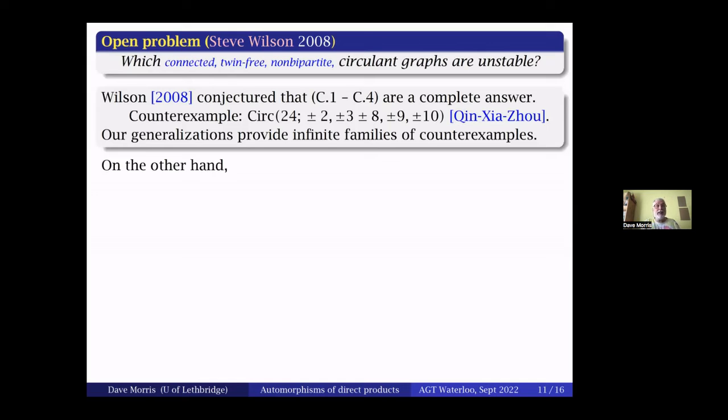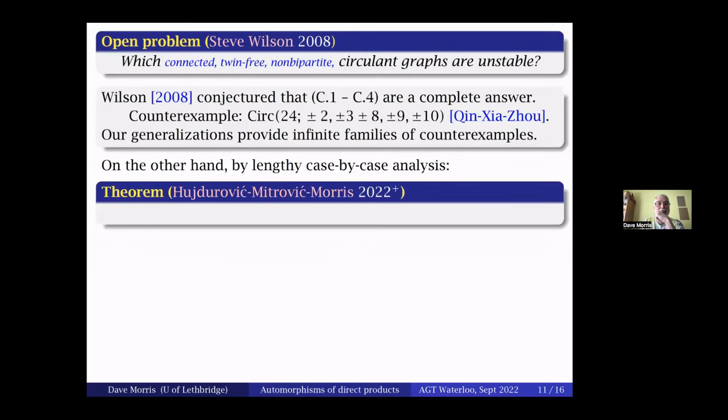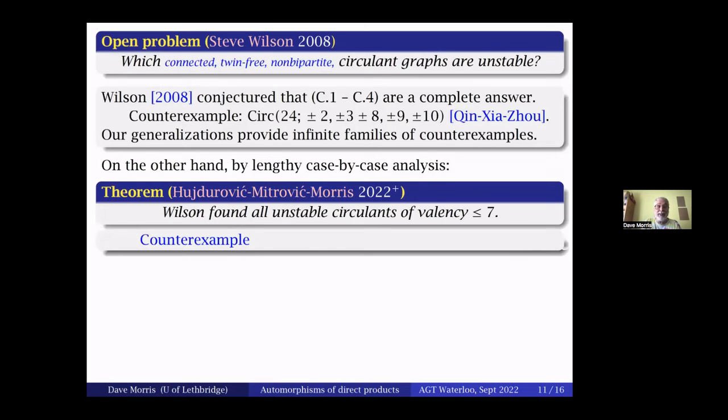On the other hand, it's not all bad news here. By doing about 40 pages of case-by-case analysis, I and my co-authors were able to show that Wilson was right. Wilson did find all of the unstable circulant graphs if you look at small valency, up to valency 7. So all of the counterexamples have at least valency 8, and in fact, there is a counterexample of valency 8. For example, on 48 vertices, you can make a counterexample, and there are infinitely many. This is the first of an infinite family of unstable circulants of valency 8 that do not satisfy any of Wilson's conditions.